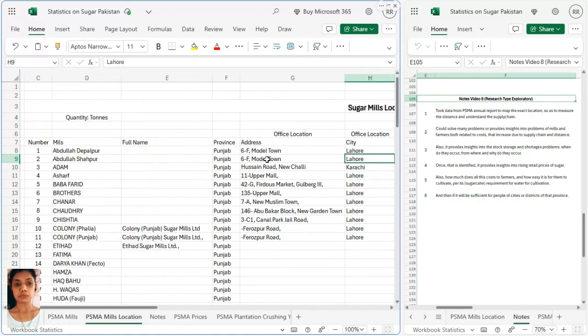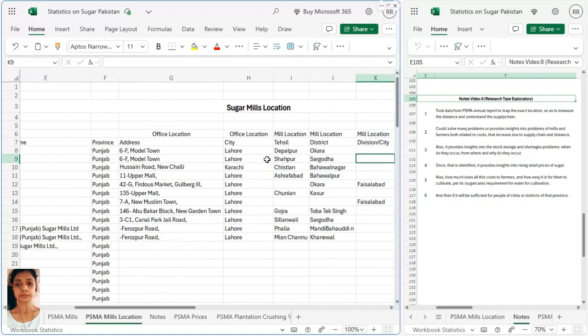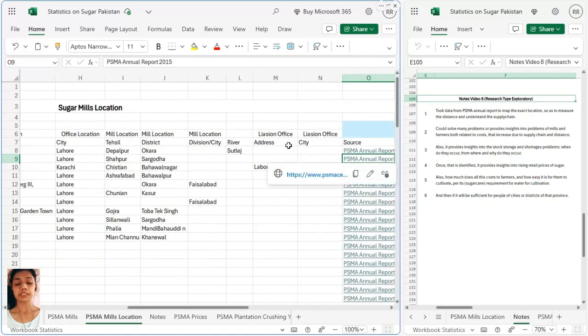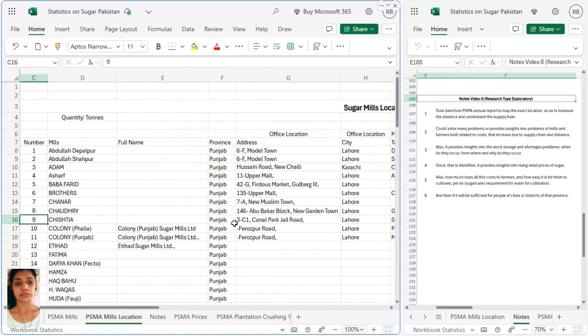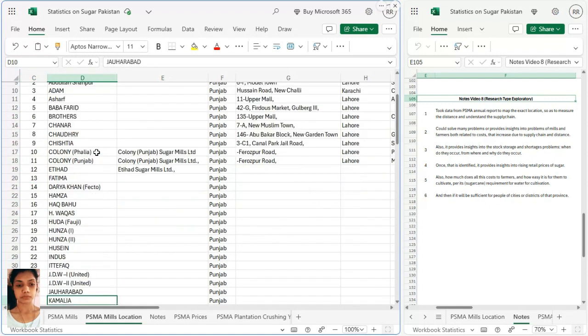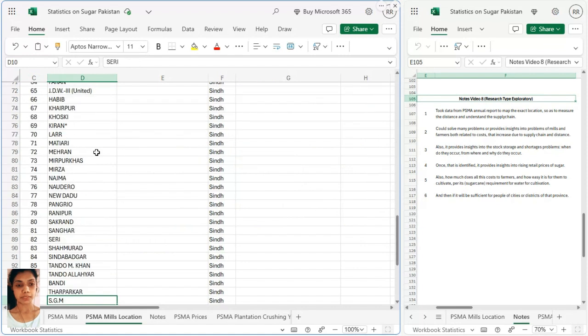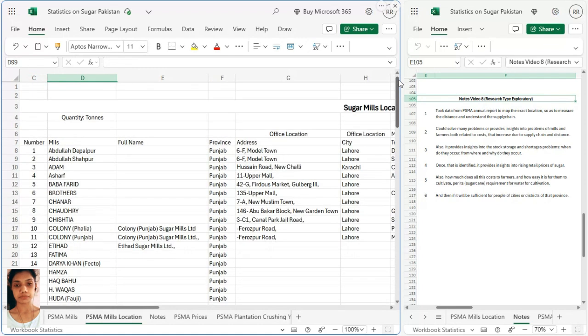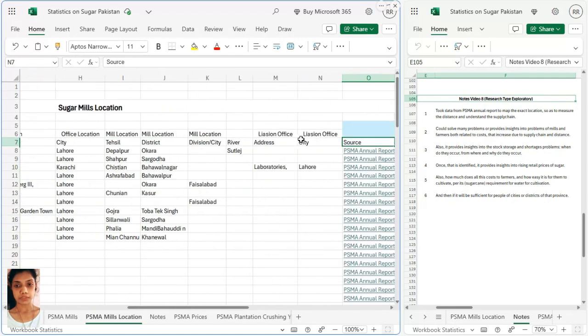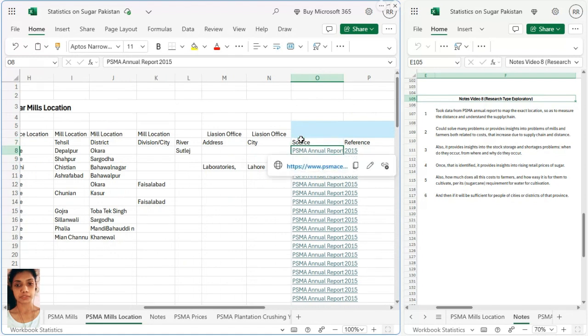While doing this, I came to realize that to map the supply chain properly, I might need the exact location of the mill. So I started to put down all the names of the mills, and they were about 91. Now this data is for the year 2015 only. Here we can say the source is the Pakistan Sugar Mill Association Annual Report 2015.